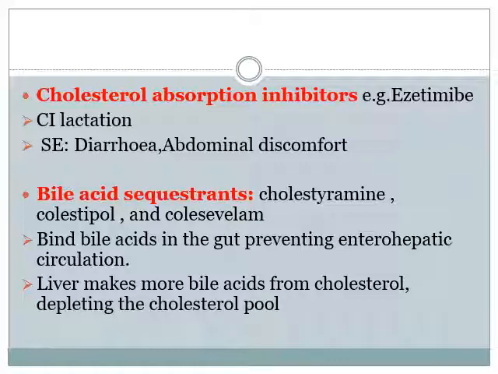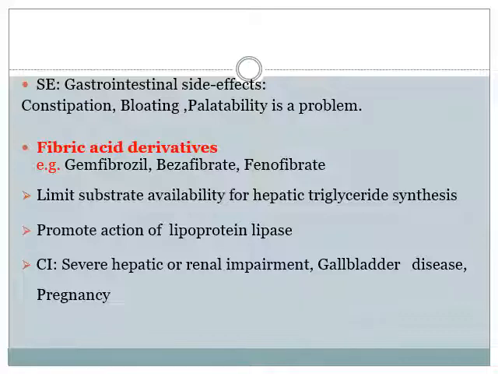Bile acid sequestrants, like cholestyramine and colestipol, bind the bile acid in the gut, preventing the enterohepatic circulation. The liver makes more bile acid from cholesterol, depleting the cholesterol pool. Side effects are mainly gastrointestinal: constipation, bloating, and irritability is a problem.